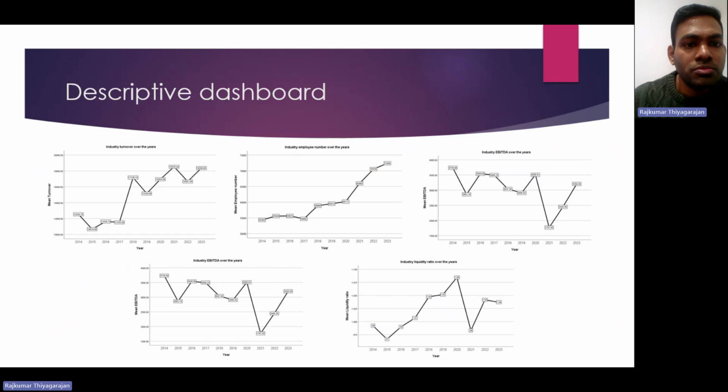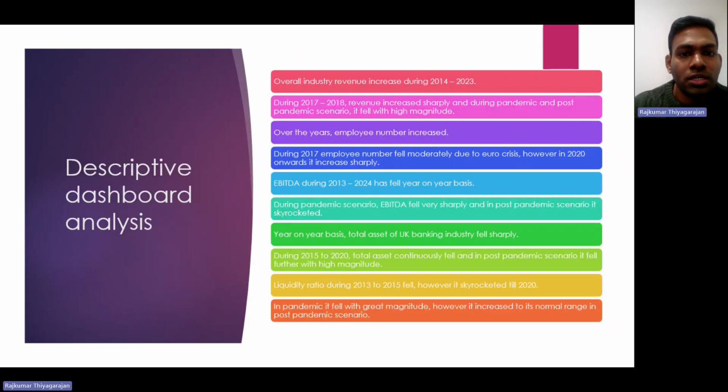This is the descriptive dashboard. The data I have collected, you can see in my slides. The descriptive dashboard analysis, I'm going to tell about that. The descriptive data analysis of the UK banking industry highlights revenue growth from 2014 to 2023, with a sharp increase in 2017 to 2018, followed by a significant decline caused by the pandemic.